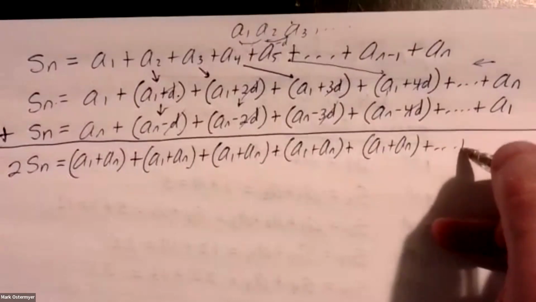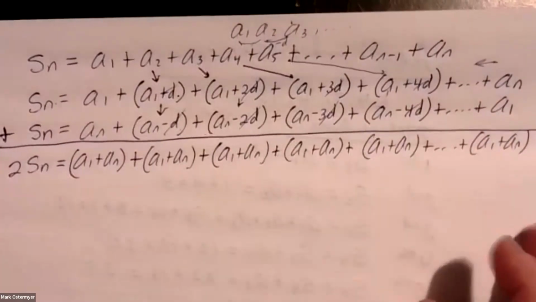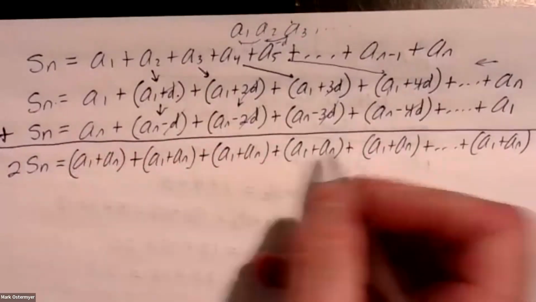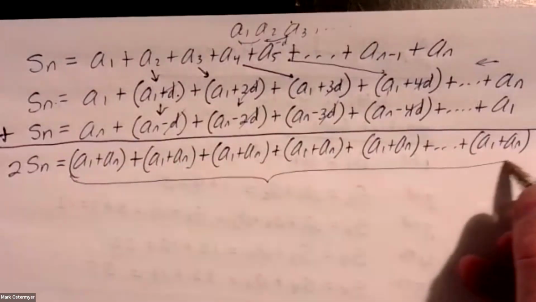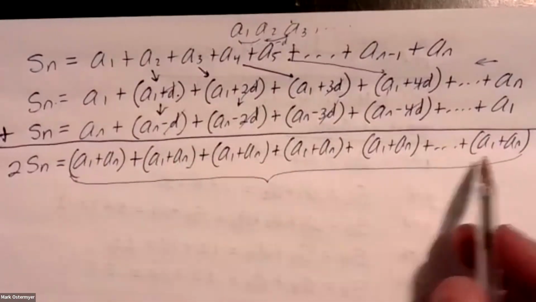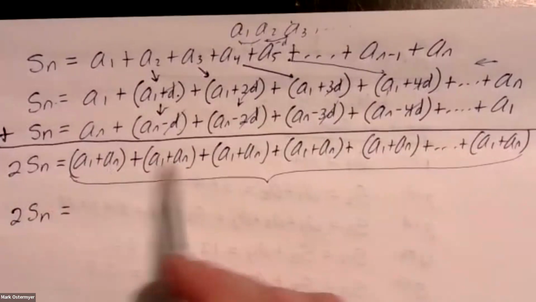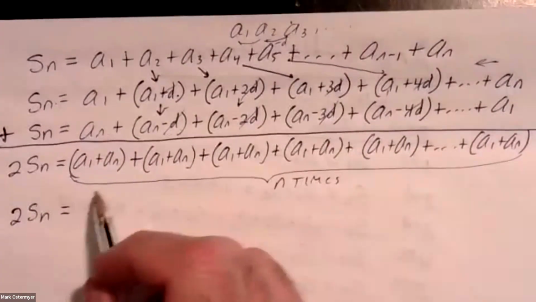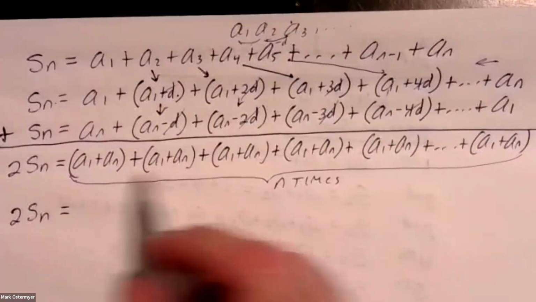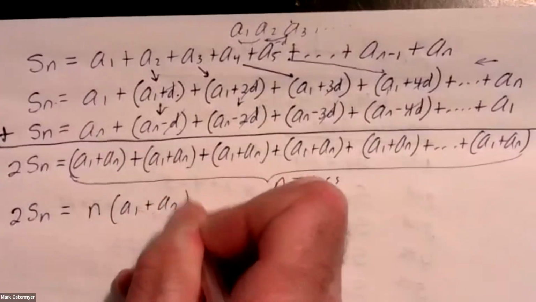All the way on down the line to the end. Well, we can write this more compactly, because how many times did I add the first term and the nth term together? Anybody? I've added this to itself n times. So an easier, more compact way of writing this is to say n times your first term plus your nth term.